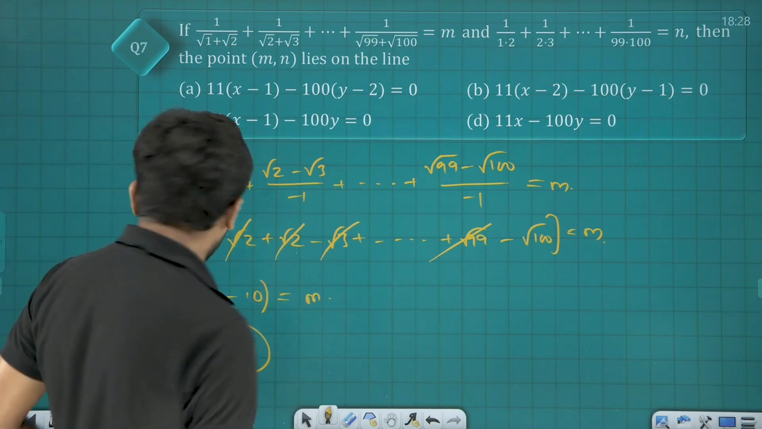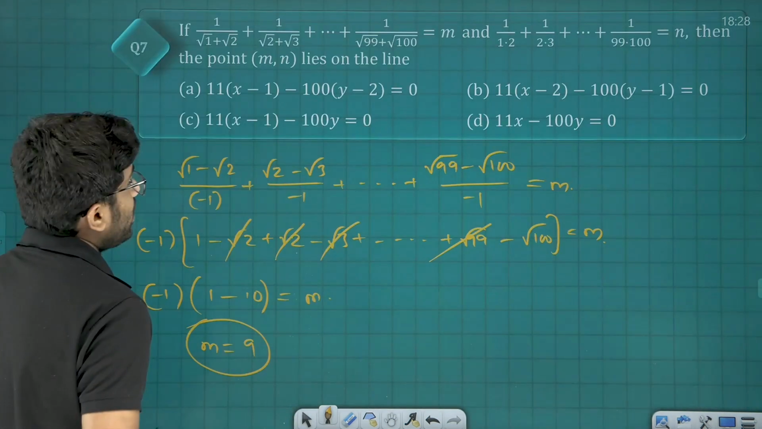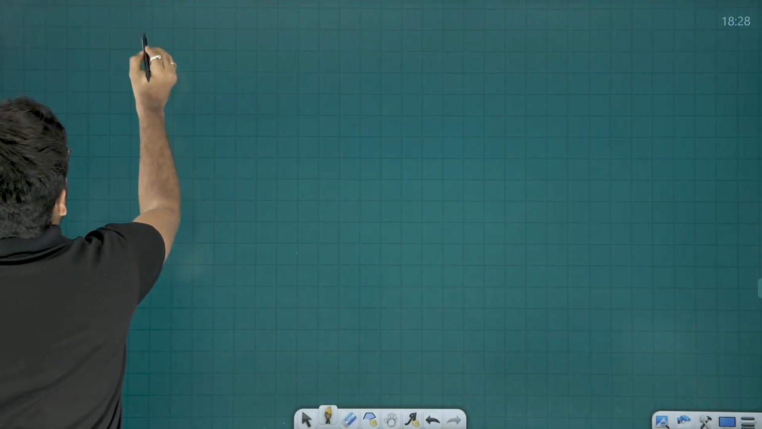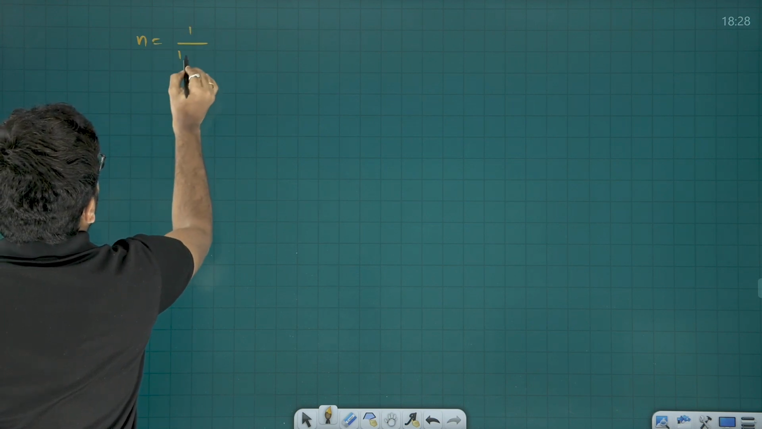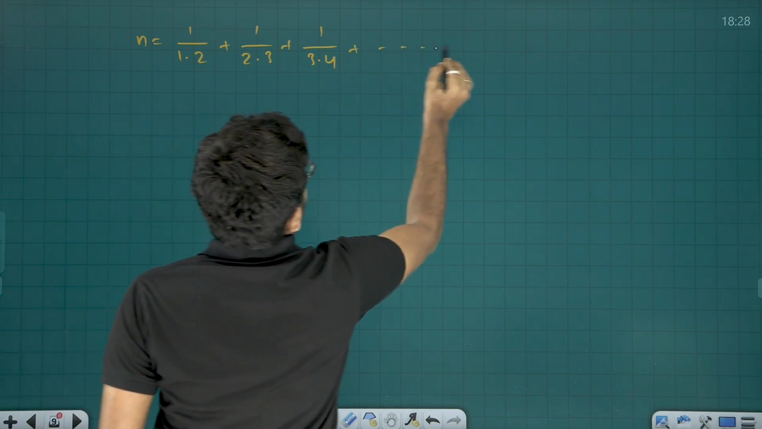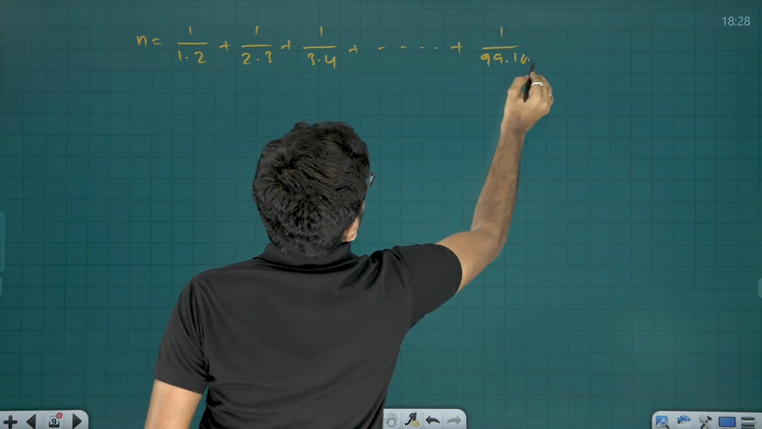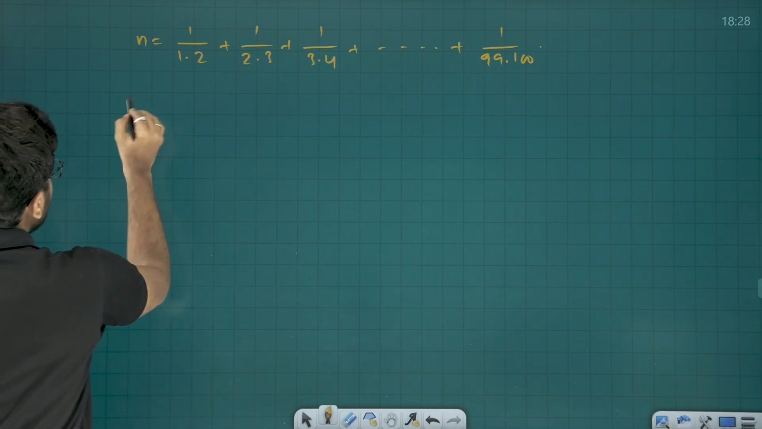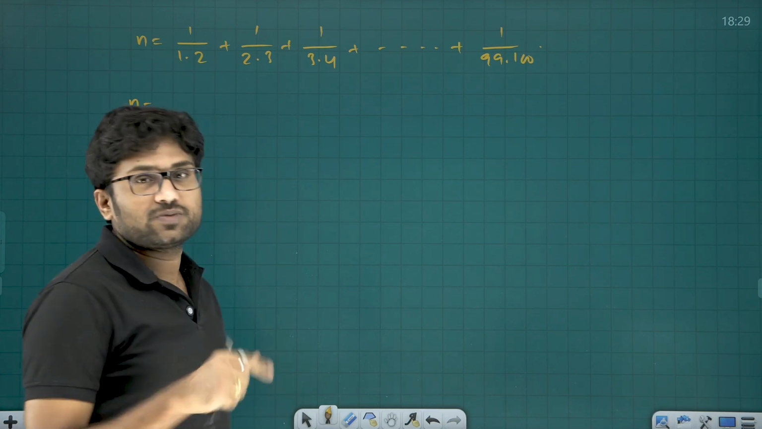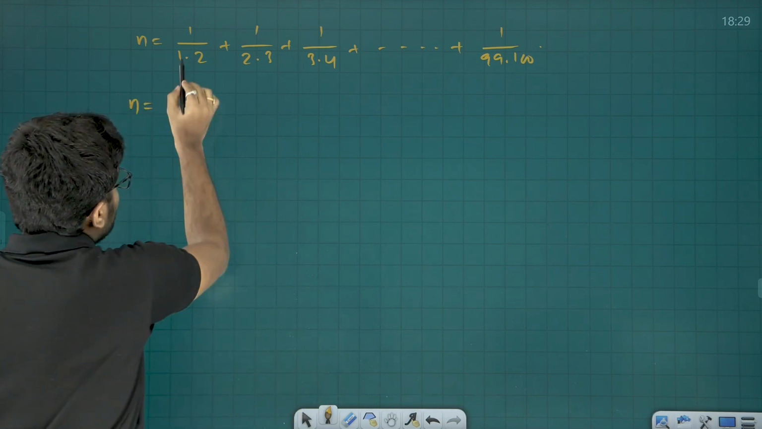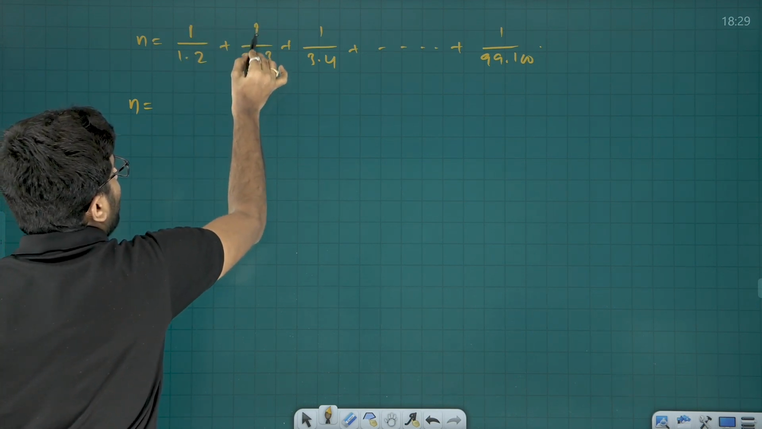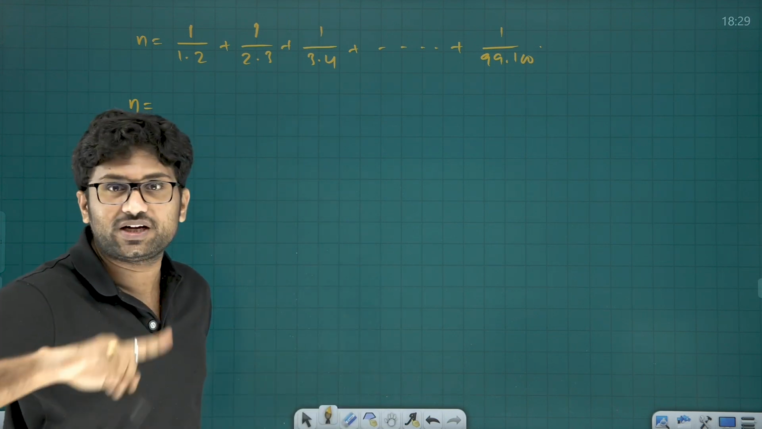Now to get the value of n, what is n? N is 1 by (1 into 2) plus 1 by (2 into 3) and so on, up to 1 by (99 into 100). We have n equal to 1 by (1 into 2), 1 by (2 into 3), 1 by (3 into 4), plus and so on, 1 by (99 into 100). Let's see this, friends. This is what we call the method of difference, simplifying the sequence by using the method of difference. If you understand one thing, in the denominator we have 1 into 2 and the difference of 1 and 2 is 1. The difference of 2 and 3 is 1, the difference of 3 and 4 is 1, the difference of 99 and 100 is 1.